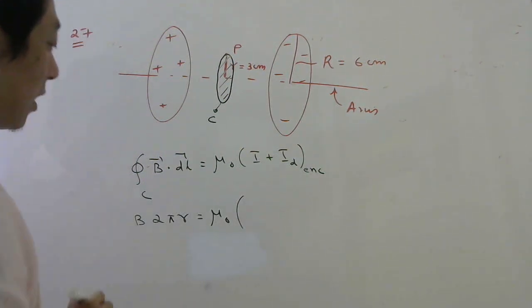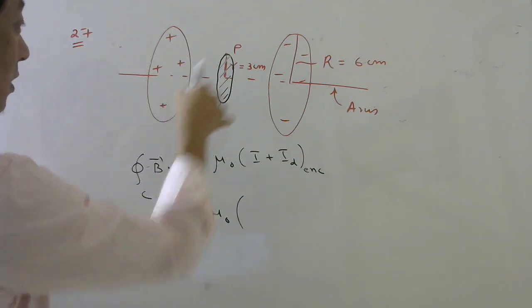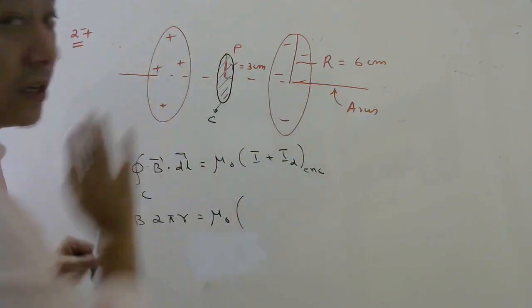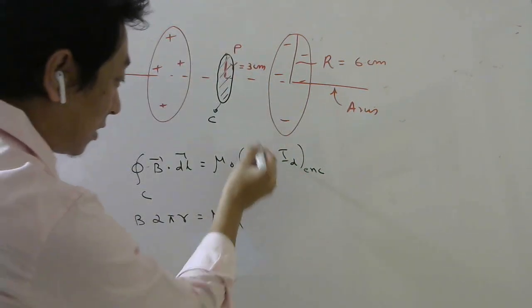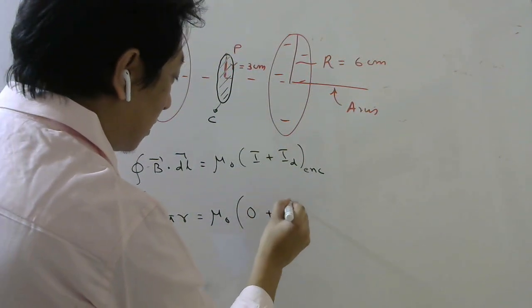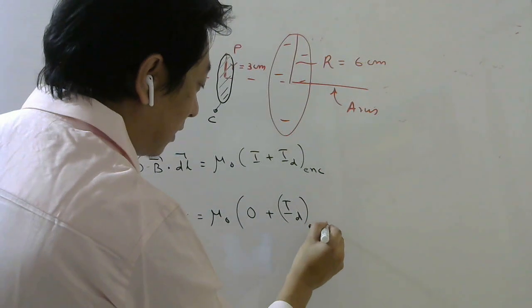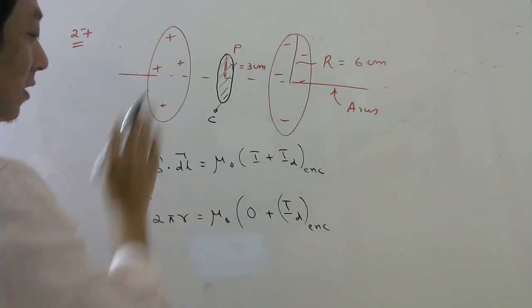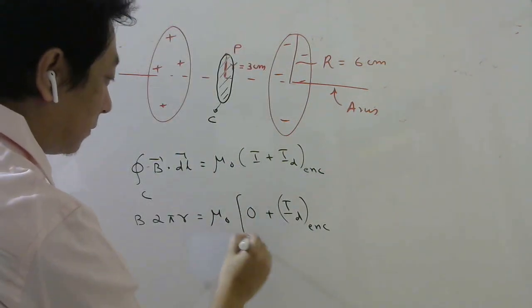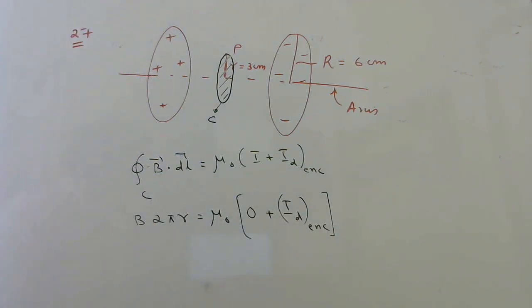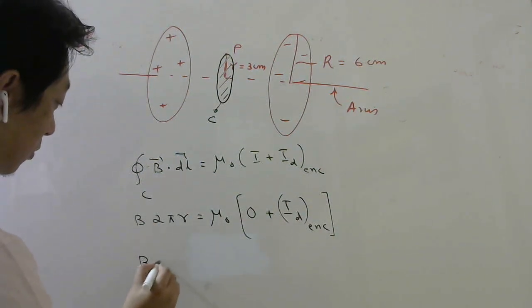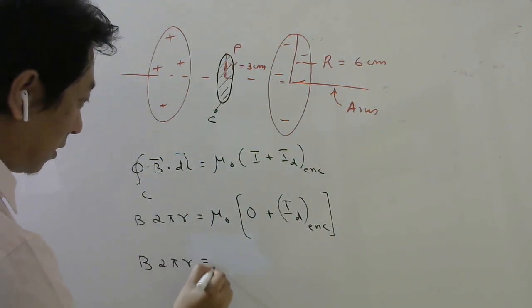Now, since we are applying this loop clearly in between the capacitor, your conduction current will be zero, but there will be some displacement current which we also have to calculate for the enclosed part. Correct, students? Okay. So this will be B into 2 pi r equals mu naught times the enclosed current.